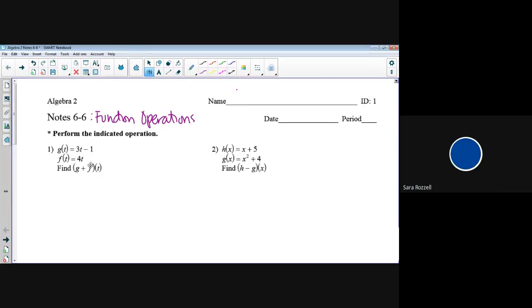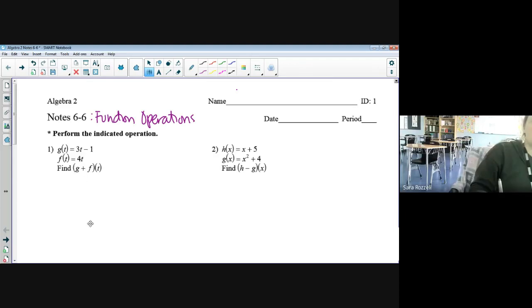So they're going to give us two functions, and then they're going to tell us what they want us to do. So if it says g plus f of t, what operation do you think we're going to do with g and f? You can just show me with your hands. If it says g plus f, we're going to add them together. So all this is telling me to do is add g of t and f of t. So I just take these two functions that they give me and put a plus sign between them and combine like terms.